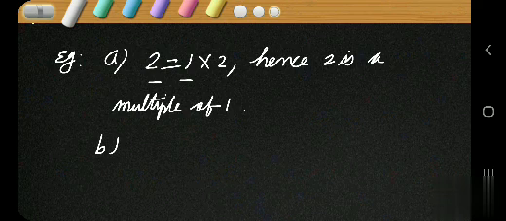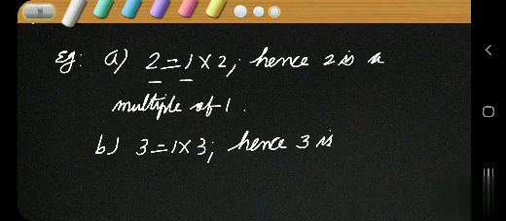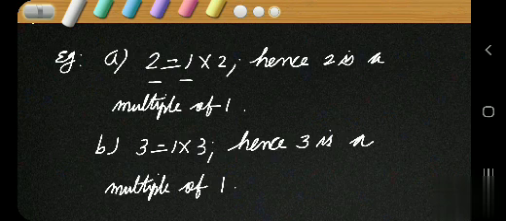B, 3 is equal to 1 into 3. So what can we say from this? Yes, hence 3 is a multiple of 1, isn't it? Like this, we can say that any number is a multiple of 1. Every number is a multiple of 1, isn't it?